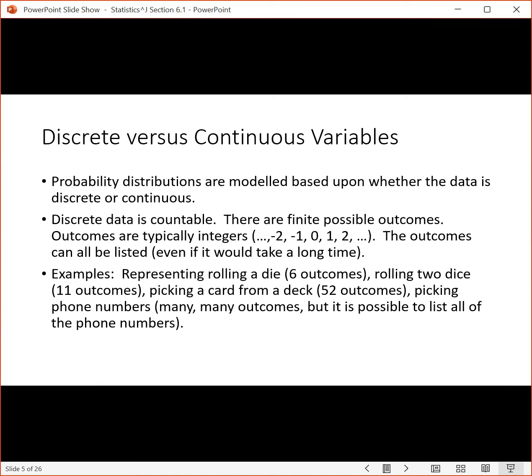All right, so let's look at discrete versus continuous variables. This is going to matter throughout the rest of the chapter because we're going to look at different sections. And one section is going to cover discrete probability distributions, and one is going to cover continuous probability distributions. So we'll start with discrete data. Discrete data is countable. There are finite possible outcomes. Outcomes are typically integers, so that's whole numbers, negative and positive versions. The outcomes can all be listed, even if it would take a long time.